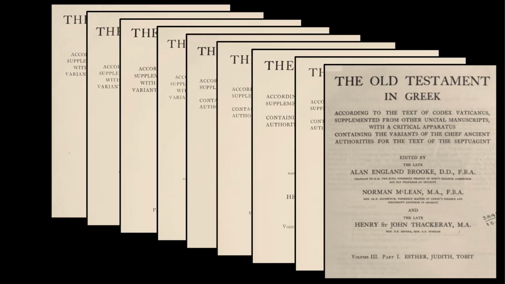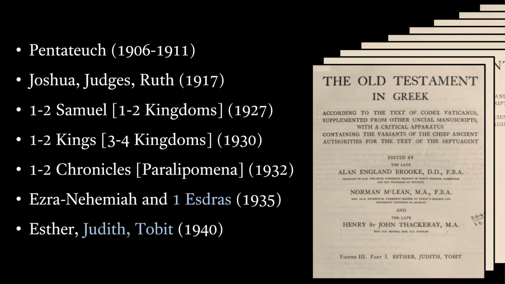So let's just summarize the specific volumes. The Pentateuch came out from 1906 to 1911, Joshua, Judges, Ruth in 1917, the Book of Samuel, or 1st and 2nd Kingdoms, 1927, 3rd and 4th Kingdoms, or what we call 1st and 2nd Kings, 1930, 1st and 2nd Chronicles, or the Paralipomena, 1932, Ezra and Nehemiah plus the Deuterocanonical book 1st Esdras, 1935, and then Esther plus Judith and Tobit, also Deuterocanonical books, in 1940. And that's where, again, things left off.